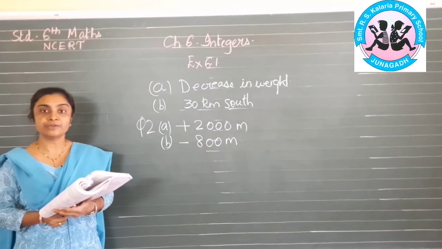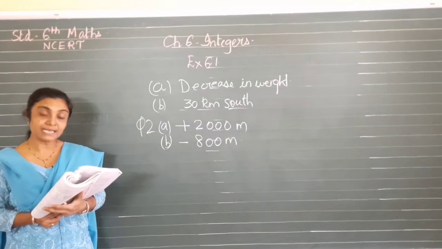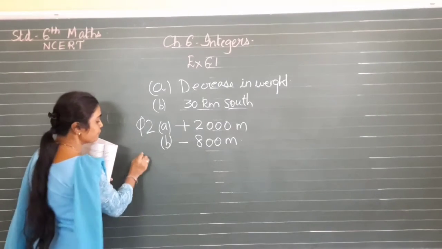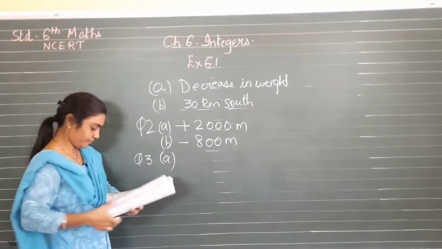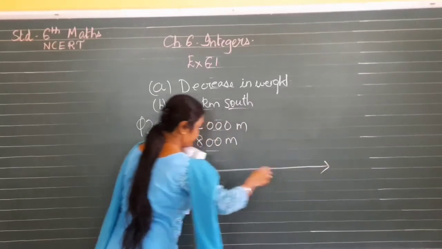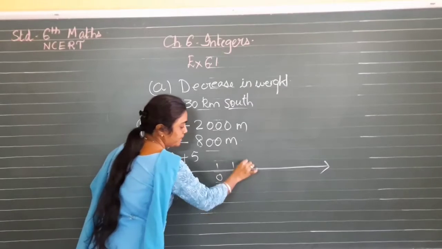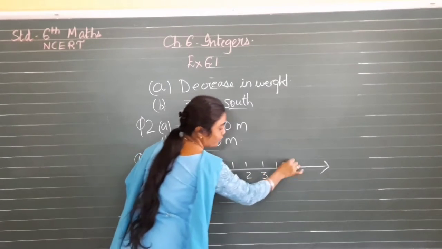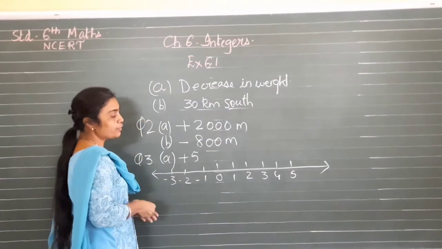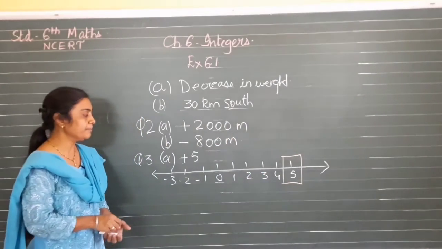Now question number 3. Represent the following numbers on a number line. So numbers are given, you have to represent or plot these points on the number line. So the first one is plus 5. Now let us draw a number line. 0, 1, 2, 3, 4, 5. Minus 1, minus 2, minus 3. You have to plot plus 5. So you will mark plus 5 on the number line.